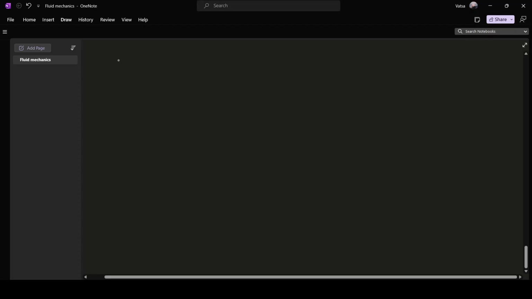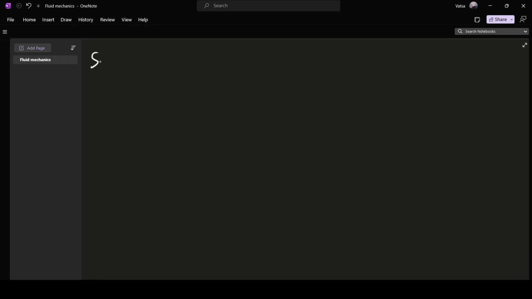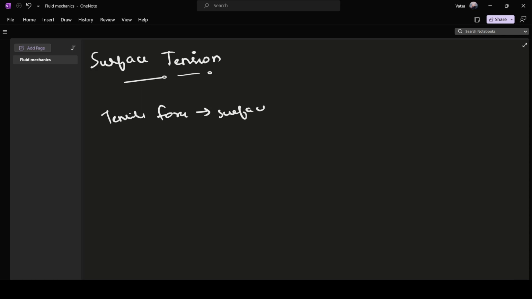Okay, guys, so continuing yesterday's class, we'll now be starting with surface tension. I had mentioned what surface tension is briefly in the previous lecture. So, surface tension is defined as a tensile force acting on the surface of the liquid.